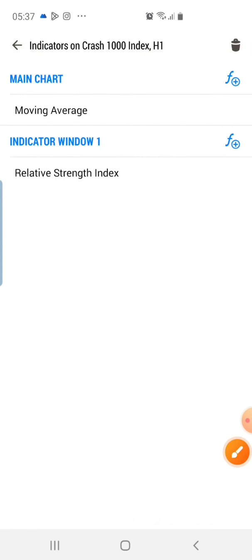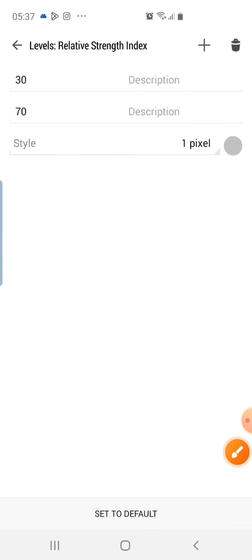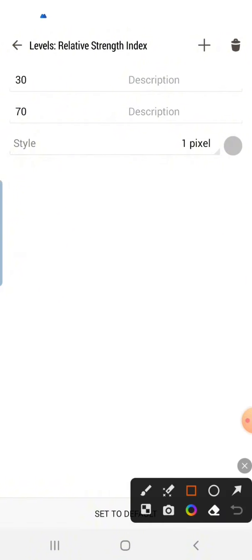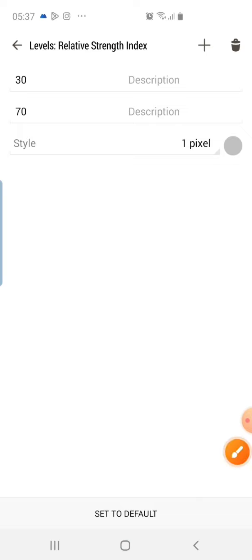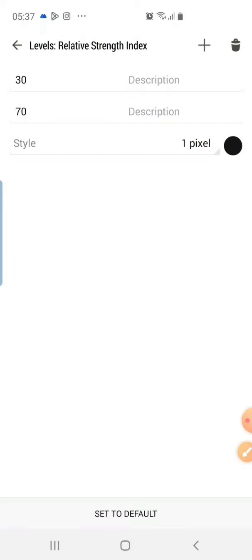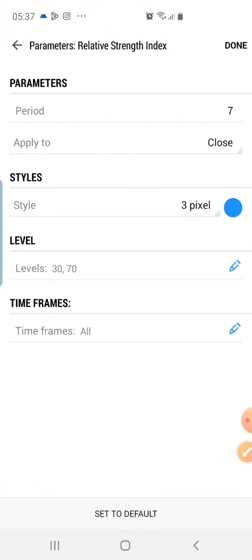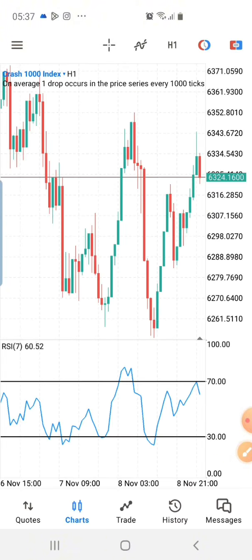You come to levels, okay, and click this particular pen icon. Once you click on it, then click on the style, right here, this one here. Just click on it, then change the color to dark, that is, make the color darker, choosing black. Then come here, change this to 4 pixels, and come back and click on done. So if you go back to our chart now, you can clearly see these lines.